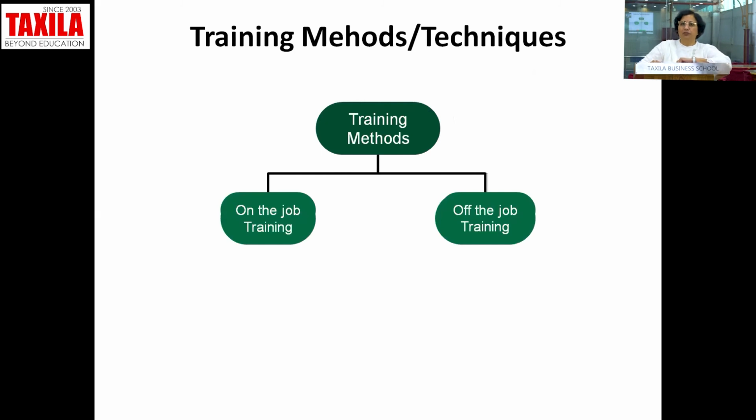Now, what kind of training methods do we have? These are two kinds of training methods: on the job and off the job. On the job is when you are at the actual workplace and then you are learning. Off the job, when you are not at the actual workplace, but even then you are learning. So training methods, in both kinds of methods, you have to learn. But in one situation, you are at the workplace. In the other situation, you are not at the workplace.